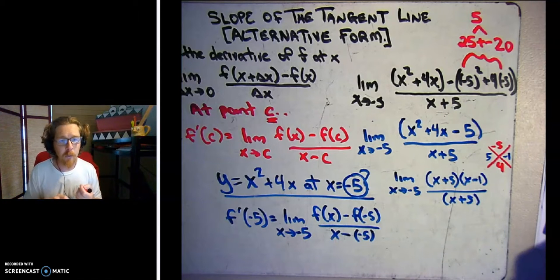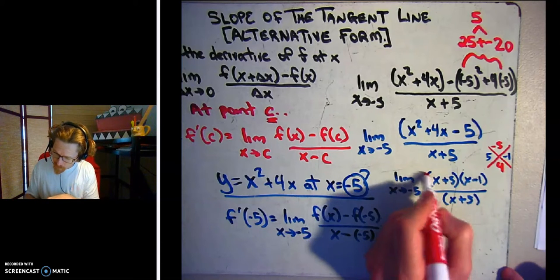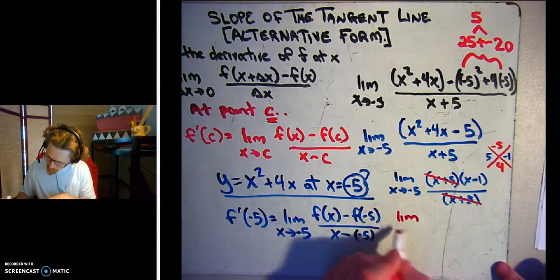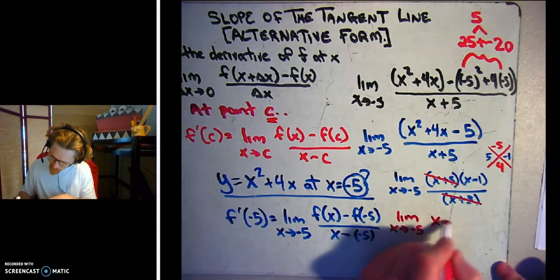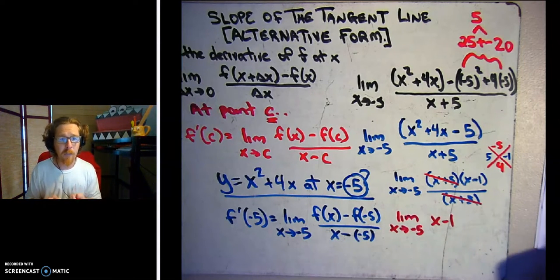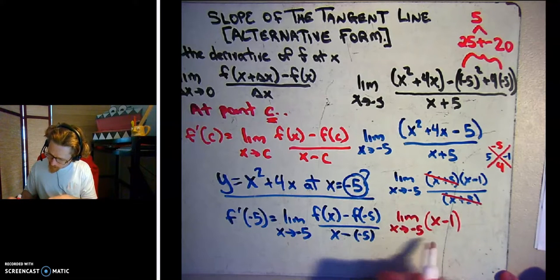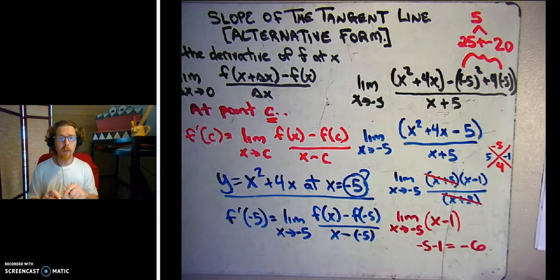Now this works out really nice for us because now we have two common factors in my numerator and denominator, and so those are going to cancel each other out. And so my problem really boils down to the limit as x approaches -5 of x minus 1. And this is something that we can use direct substitution for all of a sudden. I end up with -5 minus 1, and I get a -6.